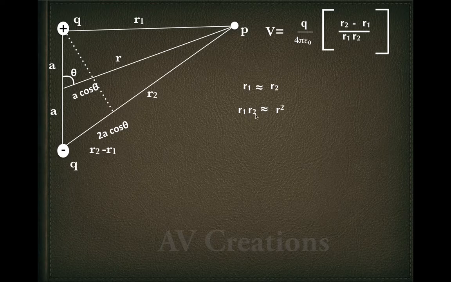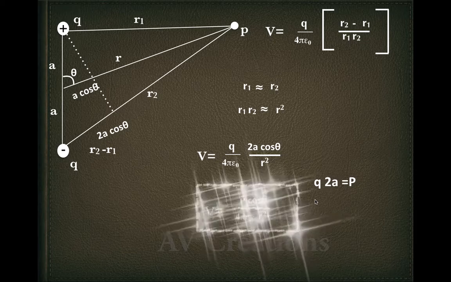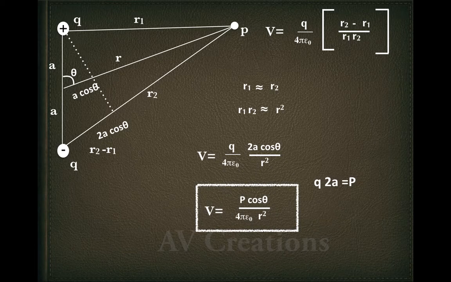So R1 R2 is R square, and the equation is going to change here. V is equal to q by 4 pi epsilon 0, and instead of R2 minus R1, we use 2a cos theta upon R square. This q times 2a is known as the dipole moment p. So V equals p cos theta upon 4 pi epsilon 0 R square. It is the equation for electrostatic potential at a point P because of this dipole: V equals p cos theta upon 4 pi epsilon 0 R square.